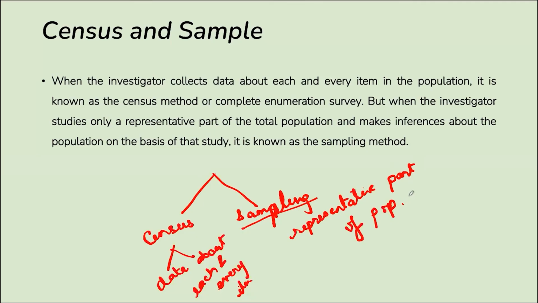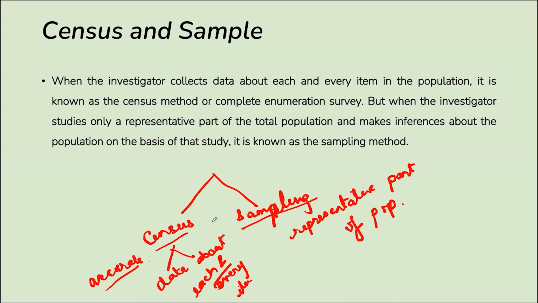So there are basically two methods, which are census and sampling. Each has its own advantages. The advantage of census method is that information about each and every item is taken into consideration, and the information collected is more accurate. But the limitation of census method is that it requires a great deal of money and time, especially when the population is very large.